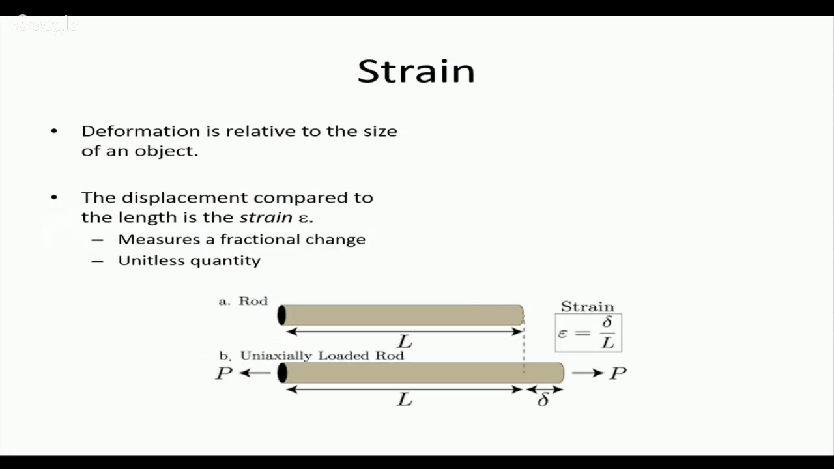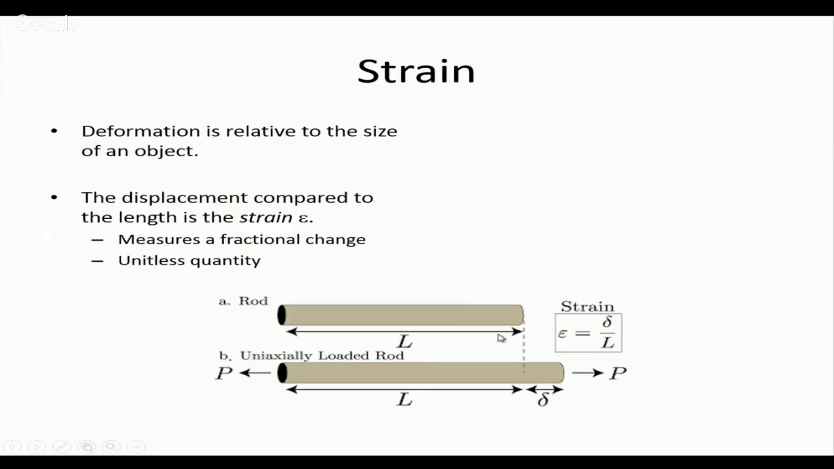Strain is connected with elongation. When we apply forces, the body deforms, there is elongation. So basically the elongation divided by the original length is defined as the longitudinal strain. Okay. So here you can see that epsilon is delta divided by L, the original length, and delta is the elongation, and this is a uniaxial load case.